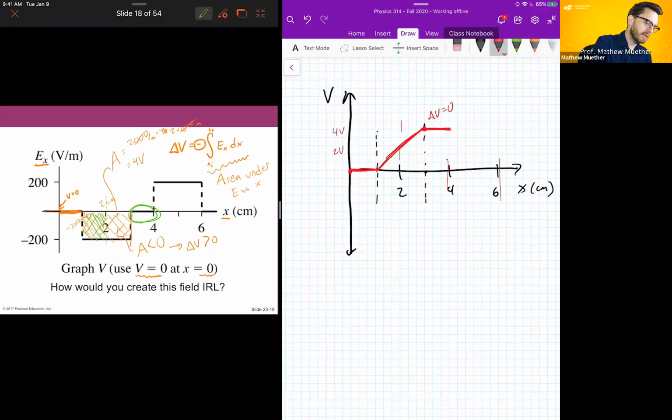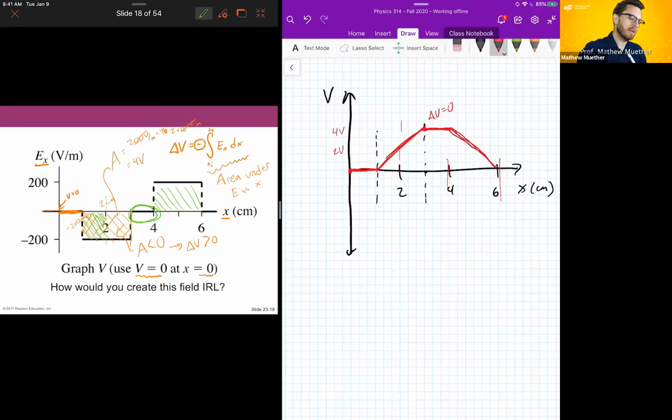Well, between 4 and 6, we can see I've got this positive area. That means I'm going to have a negative change in voltage, right? I'm going to be losing voltage. And so this thing is going to ramp back down, right? It's that same area, so it ramps back down to 0. So we get something like this. The voltage is 0 between 0 and 1, increasing linearly as I go to 1 and 3, then maintaining a constant value as I go from 3 to 4, and then linearly decreasing as I go to 6 centimeters.